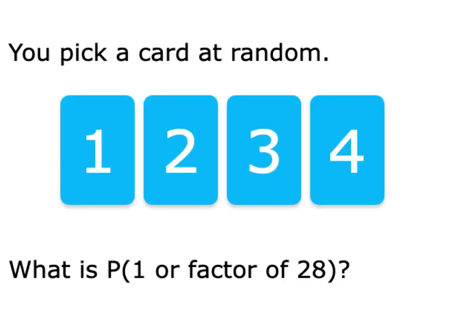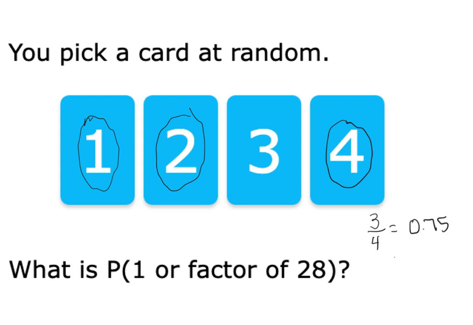In our next example, we have 4 cards to pick from. We want to pick the probability of a 1. So I'm going to circle a 1. So that's included as our desired outcomes. Next, we have a factor of 8, which I happen to know that 2 and 4 are both factors of 8, which means I have 3 desired outcomes out of 4 possible outcomes. That is my simplified fraction, so I'm going to go straight into my decimal, which is 0.75, and my percent would be 75%.